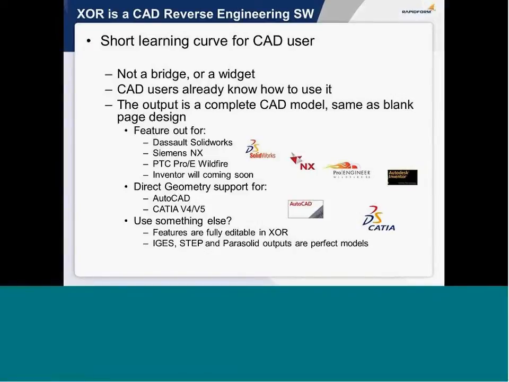We can do a feature output for SolidWorks, Siemens NX, PTC Pro Engineer Wildfire, and we are currently working on a transfer to Inventor. Also, we support direct geometry for AutoCAD and CATIA V4 and V5 as save as native file format. And if you don't have one of those CAD applications, then you can use IGES, STEP, and Parasolid file formats, and you can fully edit every feature which you created inside XOR.